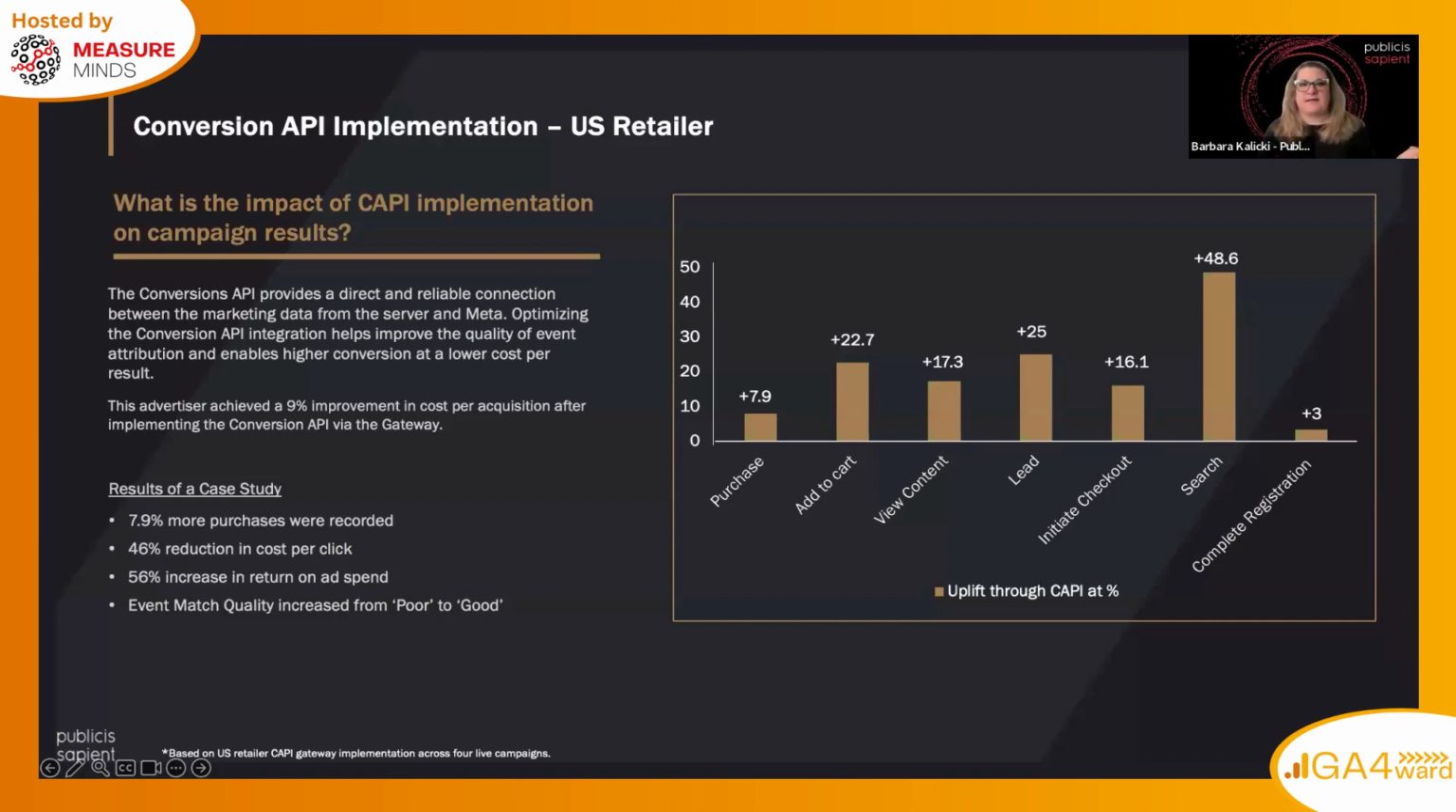This is a Meta case study, actually. They were able to realize a 56% increase in their return on ad spend, which is huge, especially when you're spending so much money on ads. You're increasing your ROAS, which means you're getting better qualified leads to your site. And then they also had a 46% reduction in cost per click, meaning they're getting more valuable people to their site, so they're spending less money on their advertising because they're reaching the people that want to purchase their product.